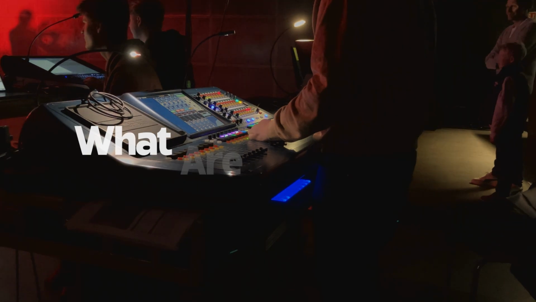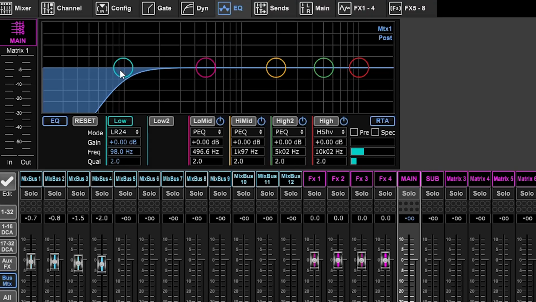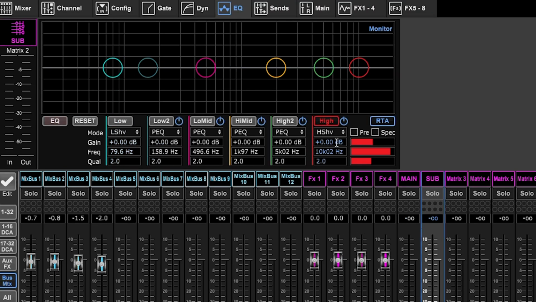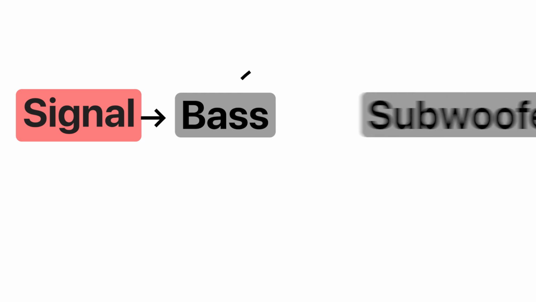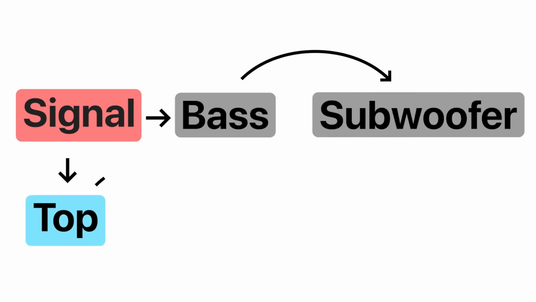Okay, so what are crossovers and why do we use them, right? A crossover is basically just like an EQ, right? It's a filter that we apply to the signals which are going to our speakers so that we can separate them into different frequency bands, right? What I mean by that is that we can cut the bass out of the signal and send that just to a subwoofer, and we can cut the top out of a signal and we'll send that just to the tops.